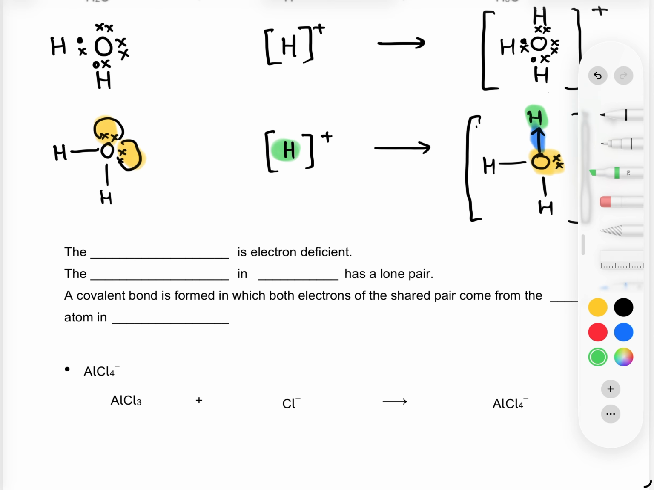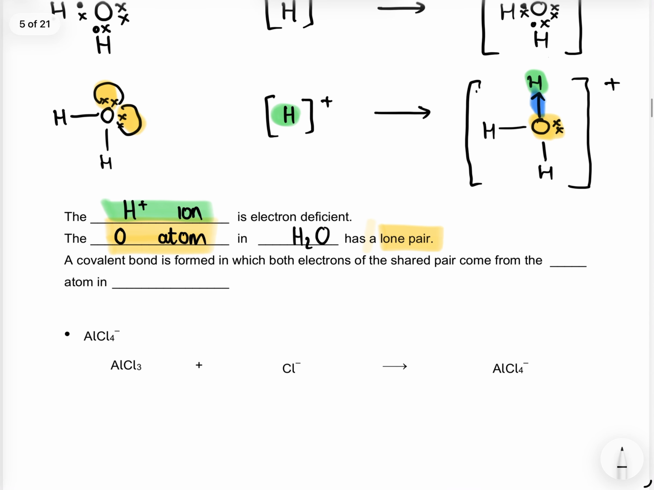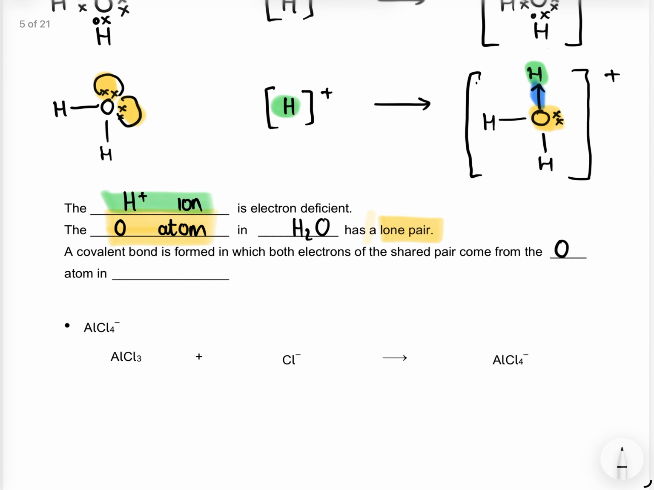So who is electron deficient and who has a lone pair? The H plus ion is electron deficient. The O atom in water has a lone pair. So a covalent bond is formed in which both electrons from the shared pair come from the O atom in H2O.